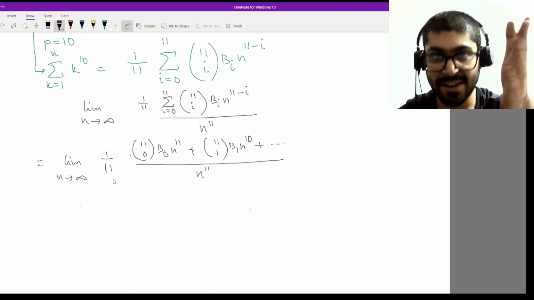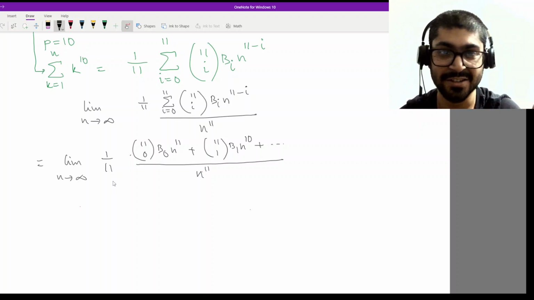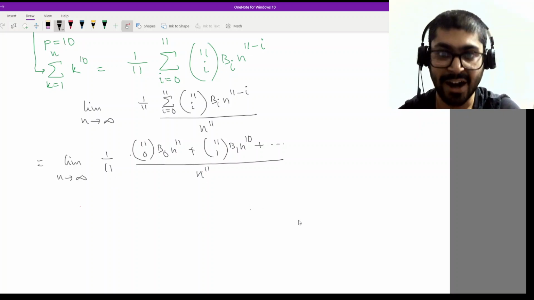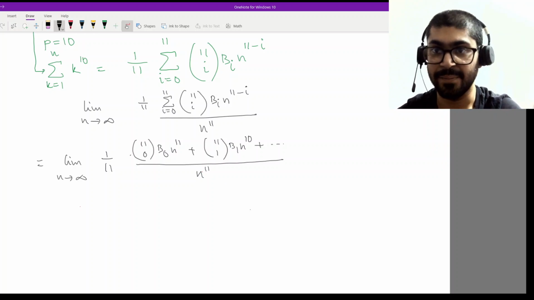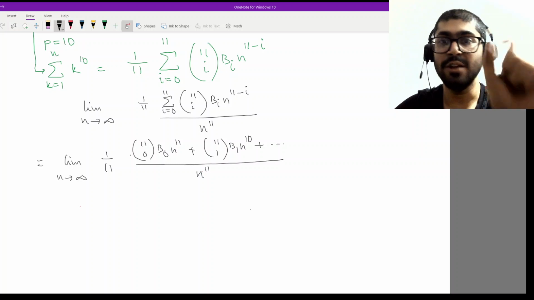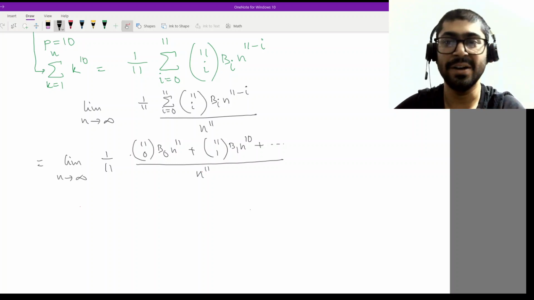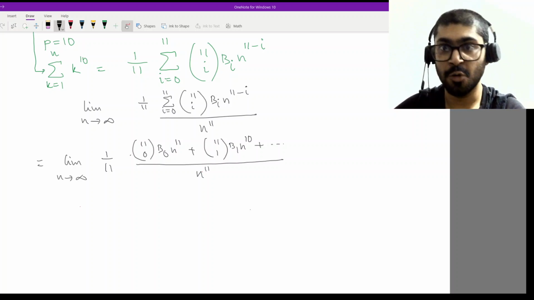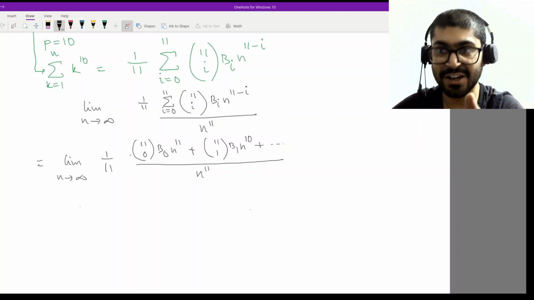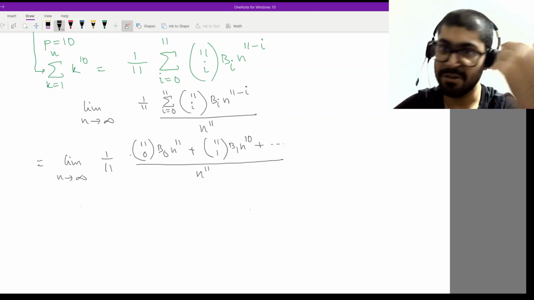Because if I separate this into partial fractions, for the second term onwards, I'll have the larger power of n on the denominator. So the second expression turns out to be n to the power 10, and the denominator becomes n to the power 11. So as n tends to infinity, n to the power 11 will grow much larger, and n to the power 10 will lag a bit behind. So if the larger part is in the denominator, as n goes to infinity, that part will be 0.